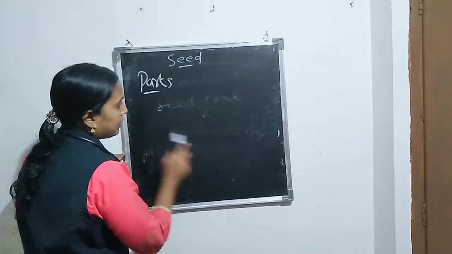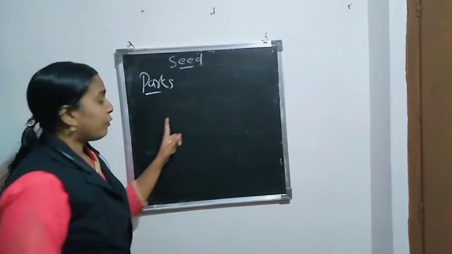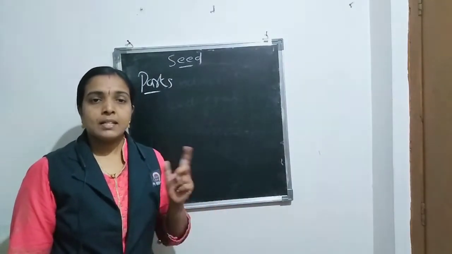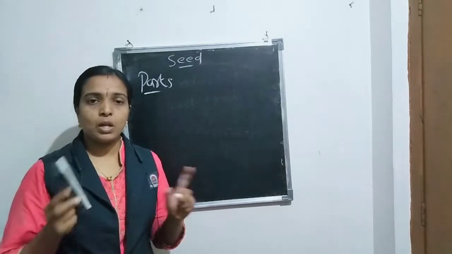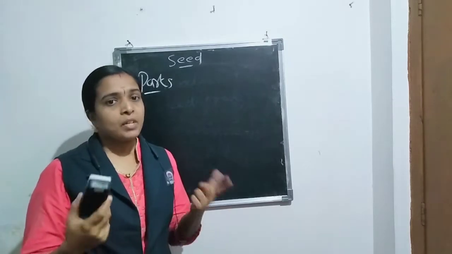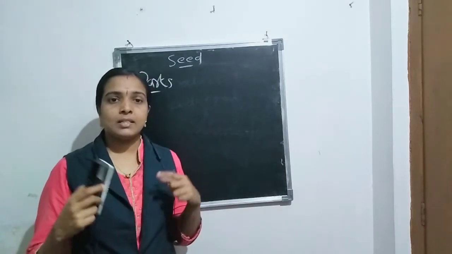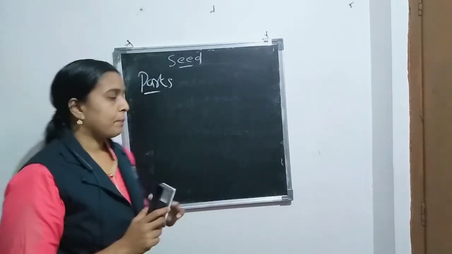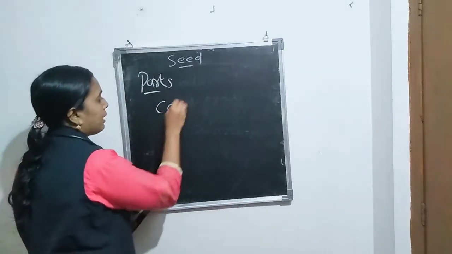That is what the seed coat is. Before the next part, what is the function of the seed coat? Seed coat provides protection. In some seeds, these two seed coats, outer and inner, fuse together. But in some seeds, there is a clear-cut differentiation of testa and tegmen. Okay. Then next part, cotyledon.